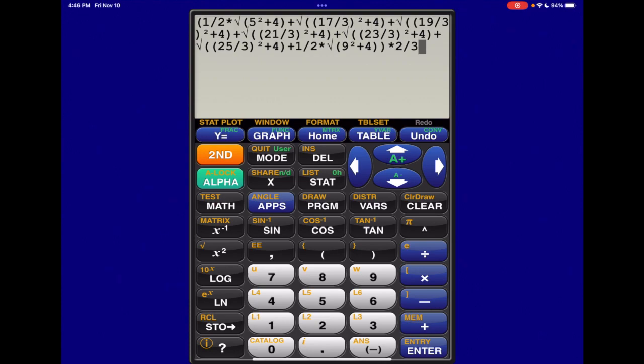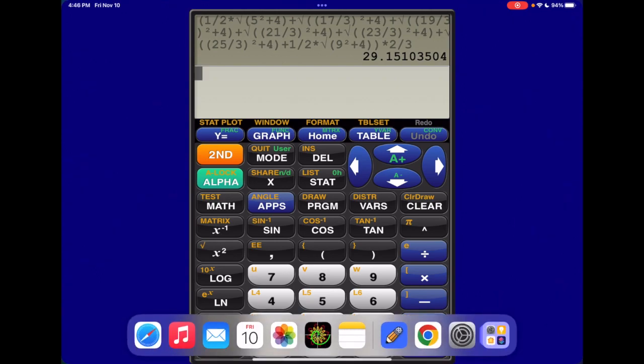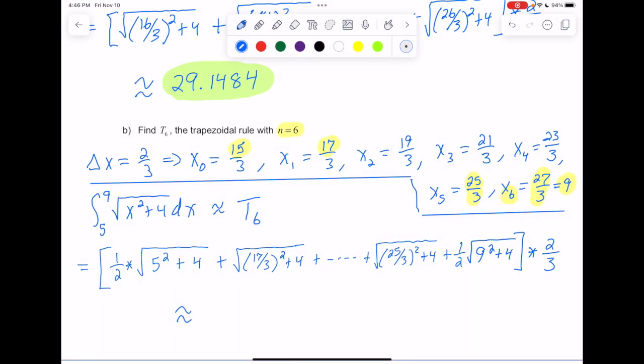That's always a good sign. 29.15103504. And we want that to 4 decimal places, so 29.1510. Leaving the 0 this time because the digit after it is a 3, so we're not going to round up. Bringing that back in, 29.1510. All right, there's my answer.